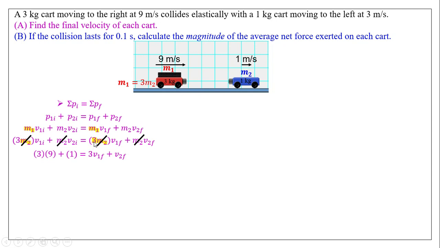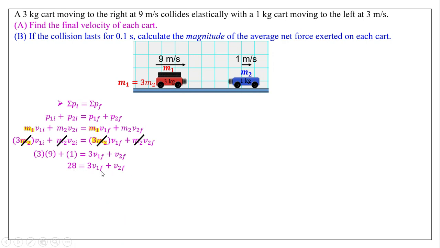And then on the right side, it's just 3 times V1f, but I don't know what V1f is. That's kind of the whole point of part A. It asks us to find the velocity of each cart after the collision, so we don't know the velocities. All right. And then here on the right side, the very last term is just V2f, which just gets carried down. I'm going to simplify the left side. 3 times 9 is 27. 27 plus 1 is just 28.